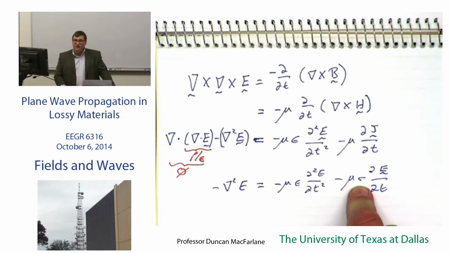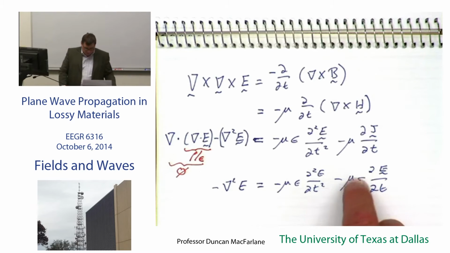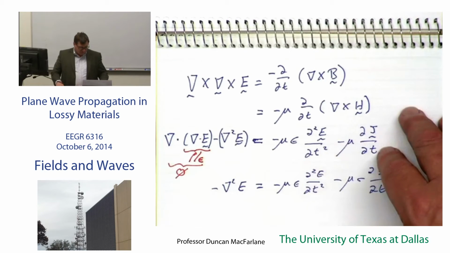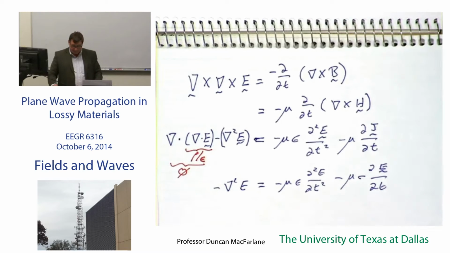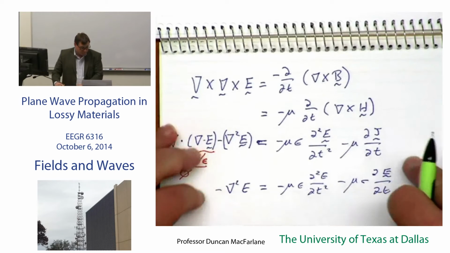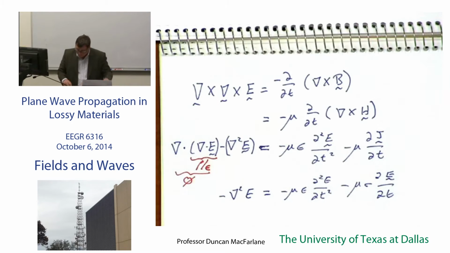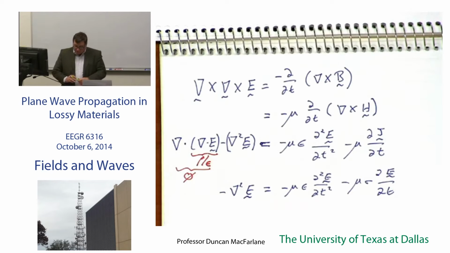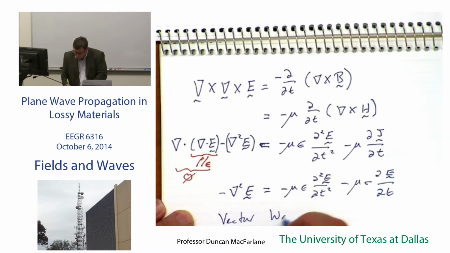Okay, it's more than just a lossy metal. It's any kind of thing that robs energy out of the electromagnetics and puts it into heat. Okay? I'm very sloppy here, I apologize. Each of those are vectors. So this is a vector wave equation.